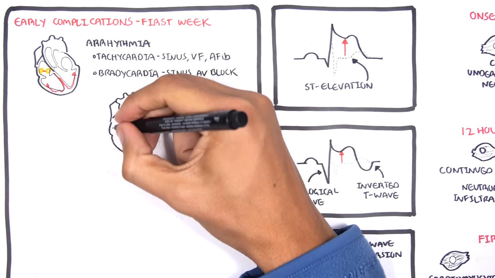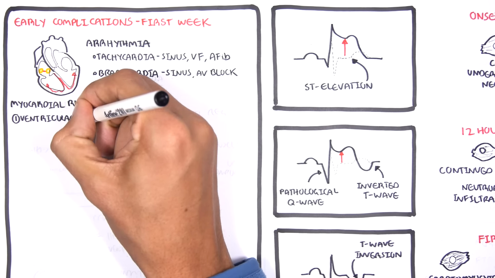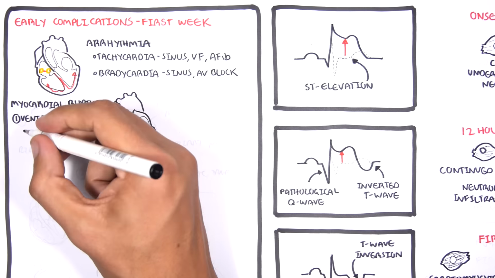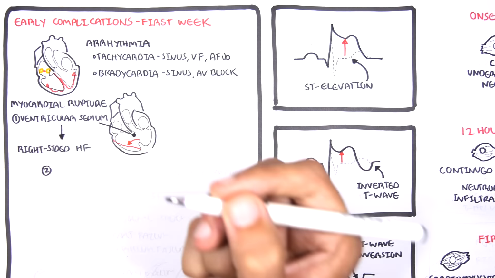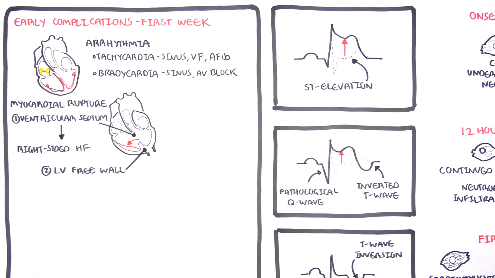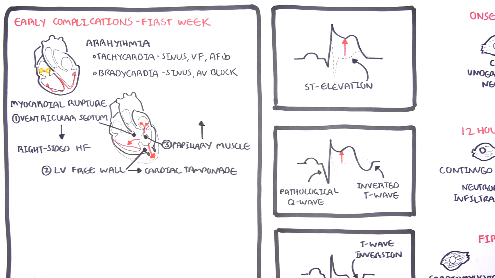Myocardial rupture can also occur. This includes rupture of the ventricular septum, which can later lead to right-sided heart failure. There can be rupture of the left ventricular wall, which can cause blood to pool within the pericardial sac, causing a cardiac tamponade. Or you can have rupture of the papillary muscles, which can lead to mitral regurgitation or mitral prolapse.